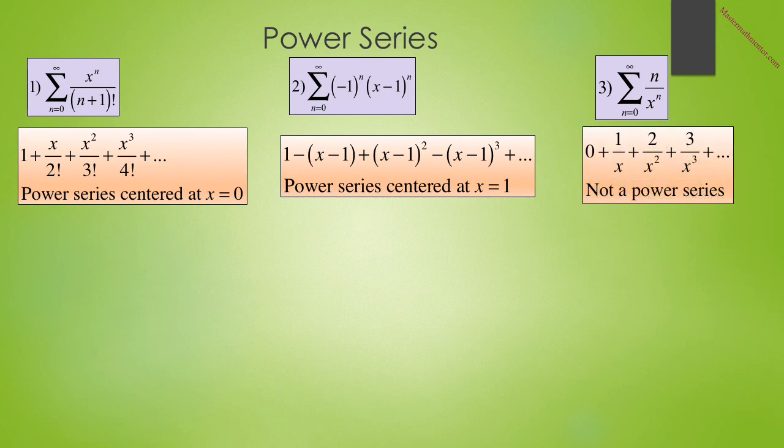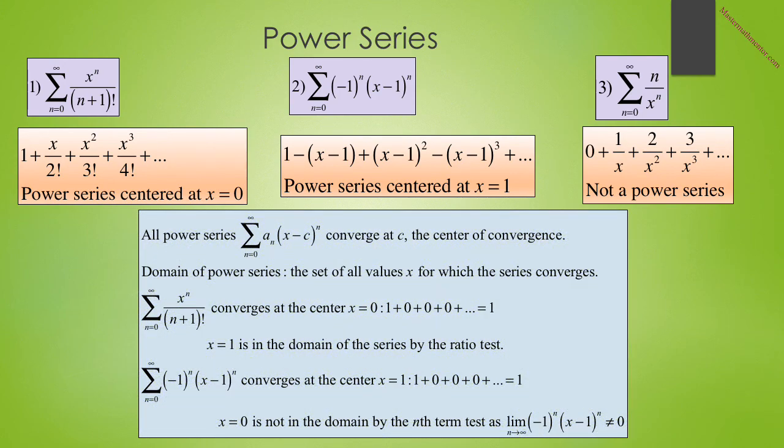Number 3 reads summation n equals 0 to infinity of n over x to the n. This would be 0 plus 1 over x plus 2 over x squared plus 3 over x to the third plus ... This is not a power series because we need in a power series a constant, an x term, an x squared term, an x cubed term, and we do not have that.